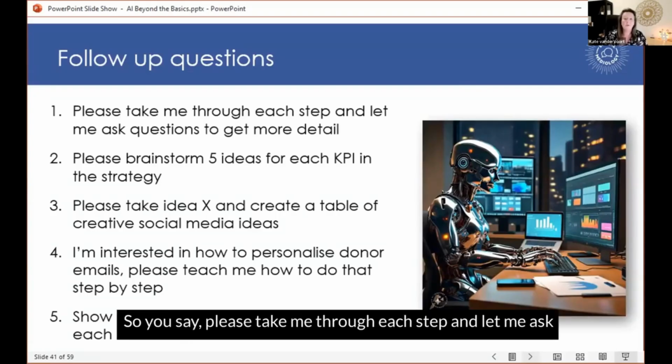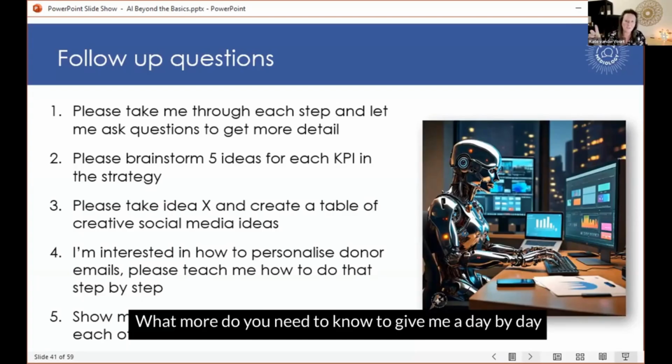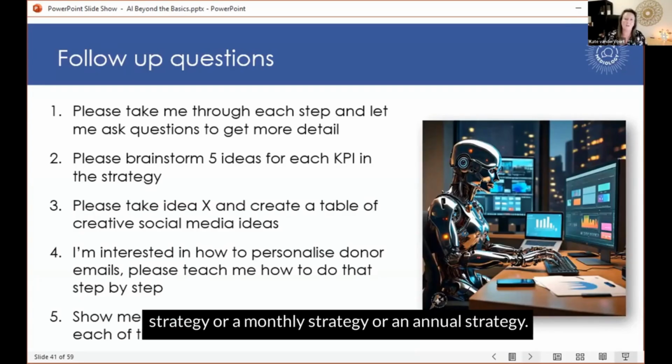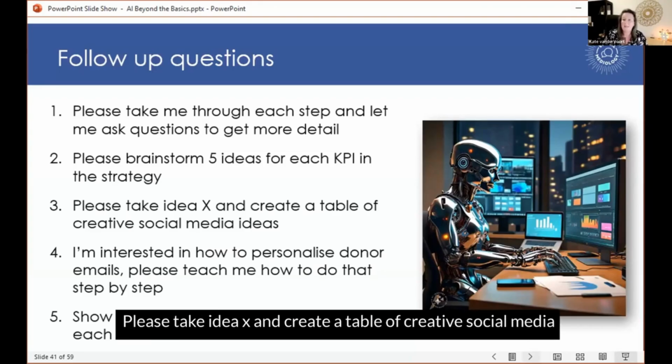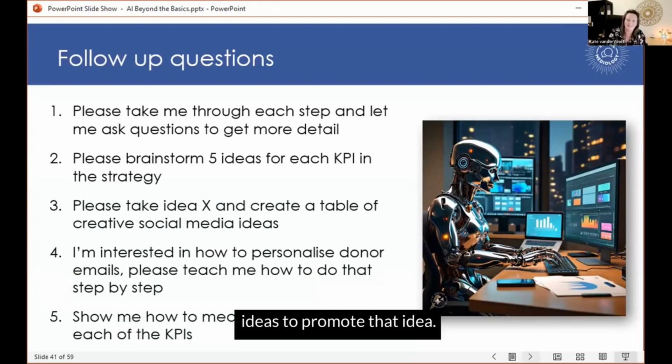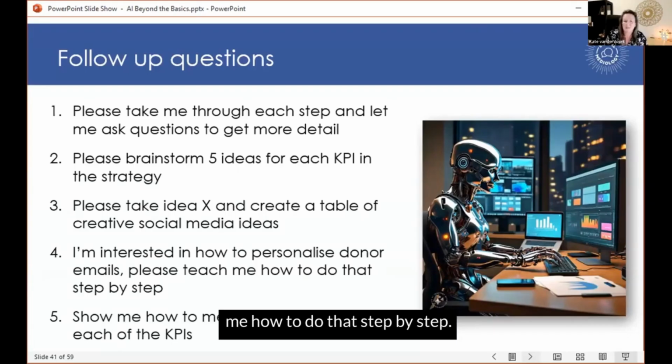So you say, please take me through each step and let me ask questions to get more detail. Or please take me through each step. I want a detailed plan on each of those sections. What more do you need to know to give me a day-by-day strategy or a monthly strategy or an annual strategy? You could say, please brainstorm 5 ideas for each KPI in the strategy. Please take idea X and create a table of creative social media ideas to promote that idea. I'm interested in how to personalize donor emails. Please teach me how to do that step by step.